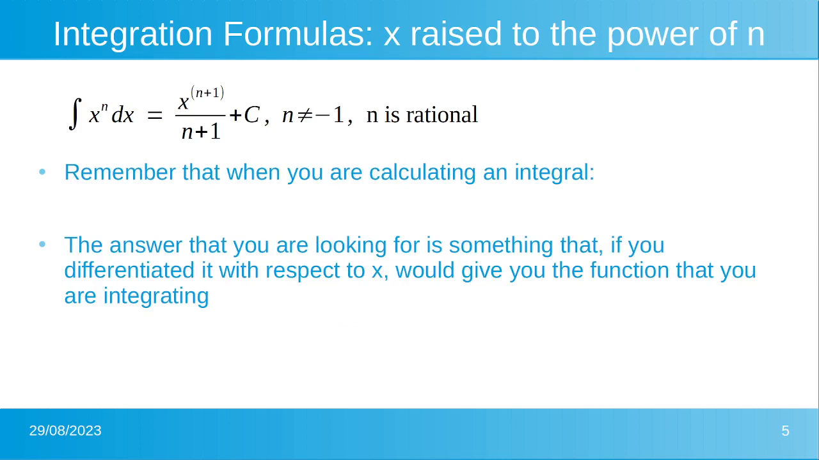So remember, when you're calculating an integral, the answer that you're looking for is something that, if you differentiated it with respect to x, will give you the function that you are integrating. This is our first formula that we can use to evaluate integration.